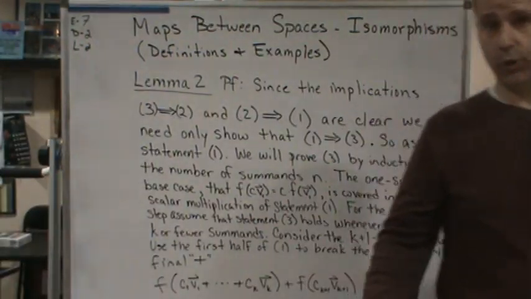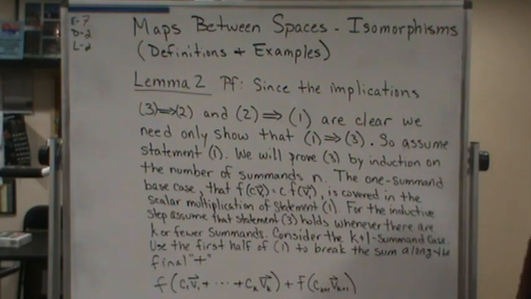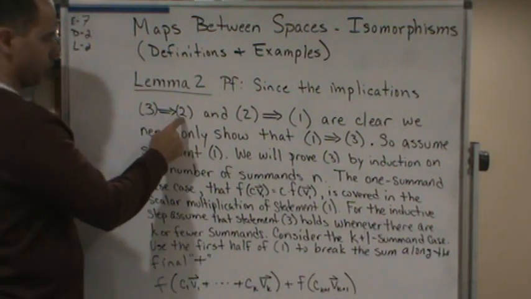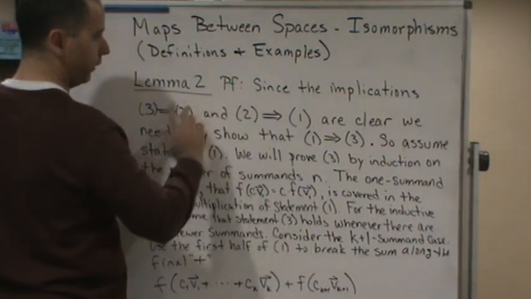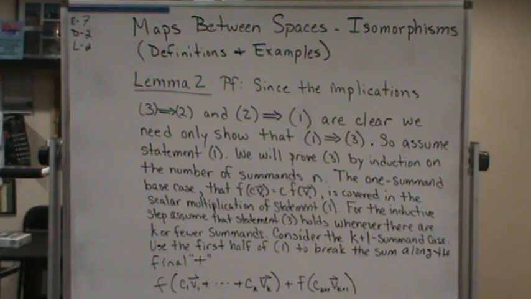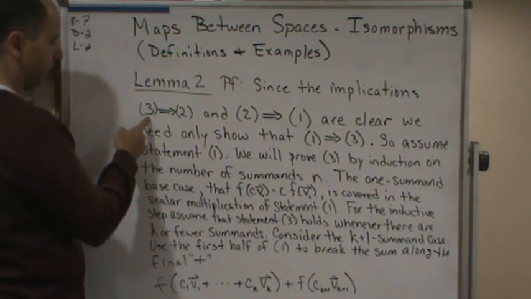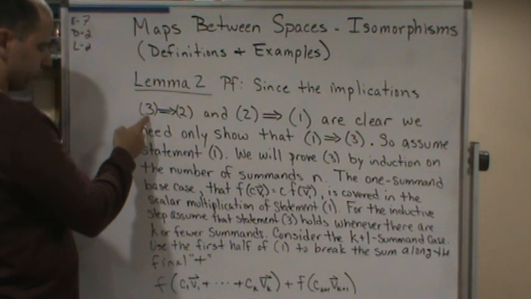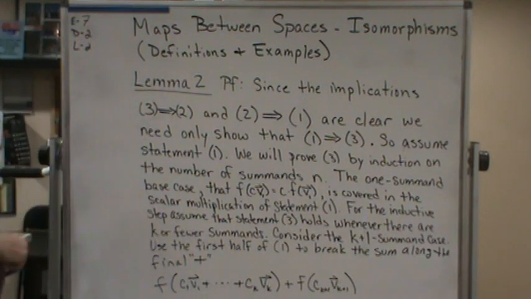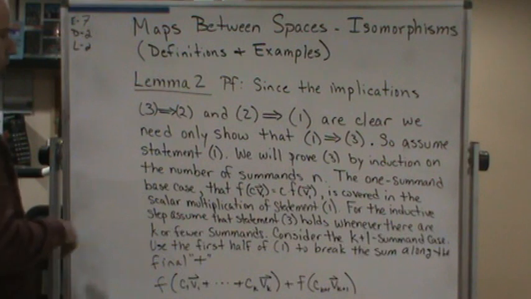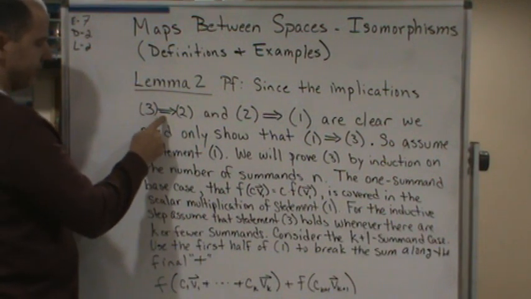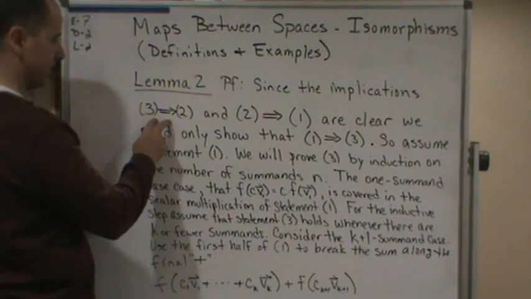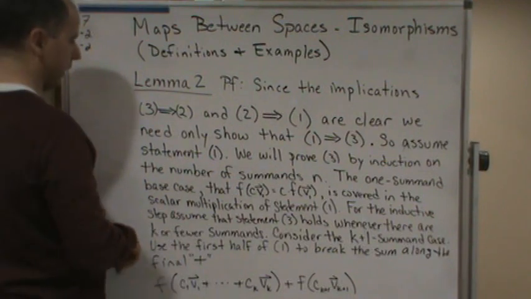Here's the proof for Lem2, and I'm going to walk you through it. It's pretty straightforward. First of all, the implications from 3 to 2 and 2 to 1 are clear. It's easy to see that if you can break up an n-summand linear combination of n vectors, then you could do it for 2, because n would be equal to 2. So it's clear that this implication exists and is valid.